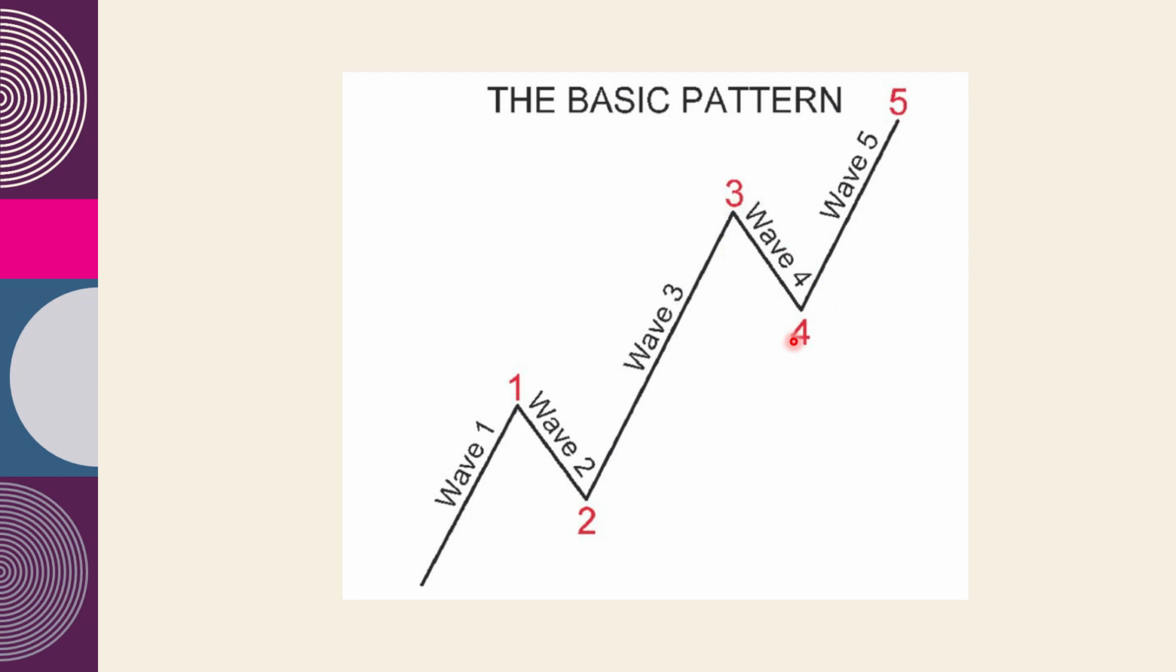There are rules for motive waves. Which are all the motive waves in this basic pattern? 1, 3, 5. And all together, this is also a motive wave, but it contains 2 corrective waves. Let us see the rules for the motive wave. Wave 2 always retraces less than 100% of wave 1. If wave 2 goes below this, that is not a basic pattern, that is not as per wave principle. Wave 3 can never be the shortest motive subwave, neither does it need to be the longest.